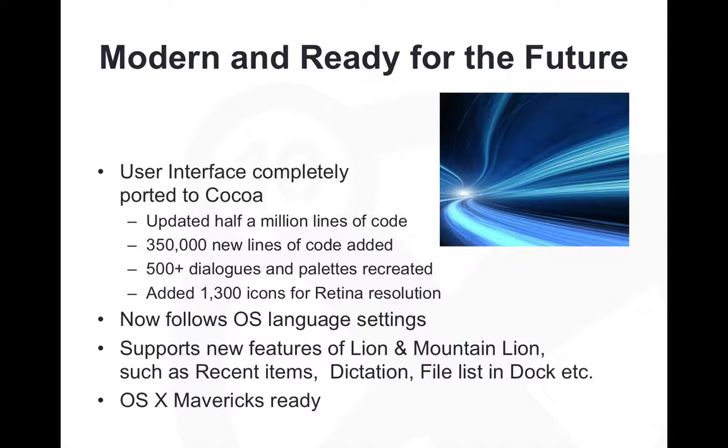That has a number of advantages, and I think some of the most important really is our ability to leverage functionality that's part of the operating system. So for example, we now follow the OS language setting, so whatever you have your system set up in, we will follow that for the user interface languages for QuarkXPress. We can support new features of Lion and Mountain Lion, such as recent items, dictation, file lists in Dock. And it also means we'll be ready with new OS version support. So for example, Mavericks will be supported very soon after it's released.